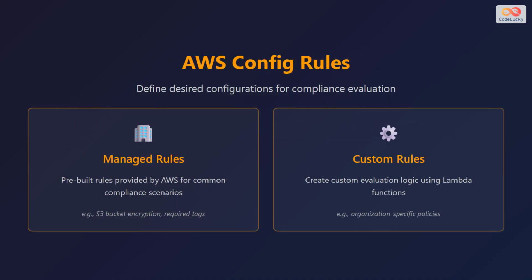AWS Config Rules define the desired configurations for compliance evaluation. There are 2 types of rules. Managed rules are pre-built by AWS for common compliance scenarios, such as ensuring S3 bucket encryption or verifying required tags. Custom rules allow you to create your own evaluation logic using Lambda functions, perfect for implementing organization-specific policies and requirements.